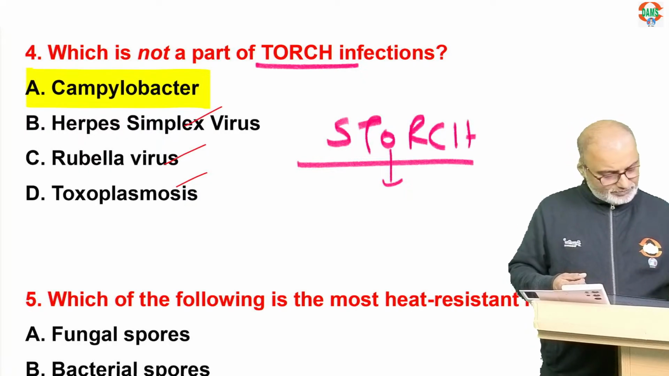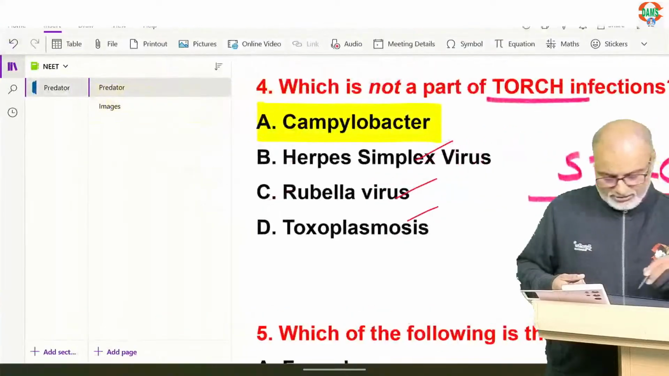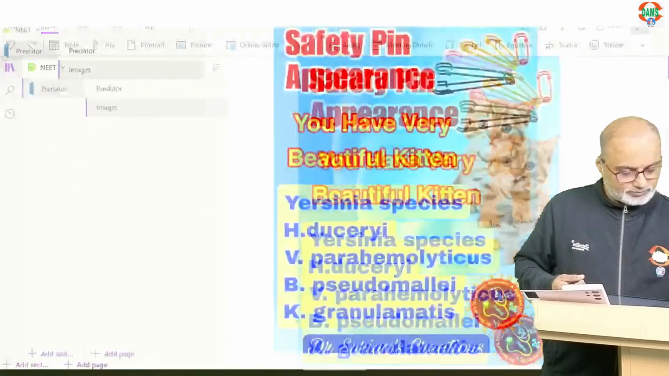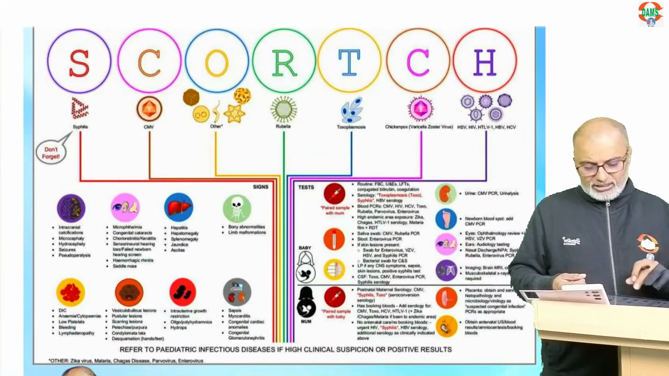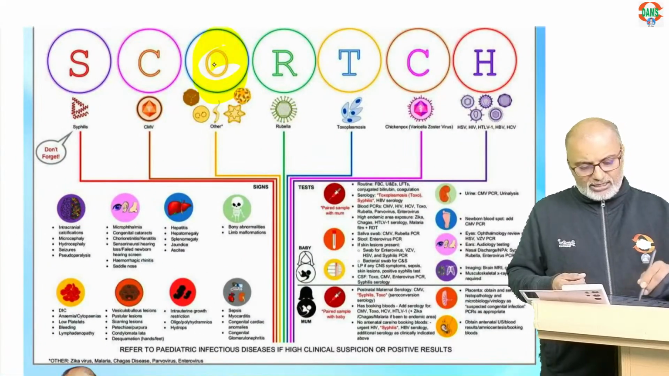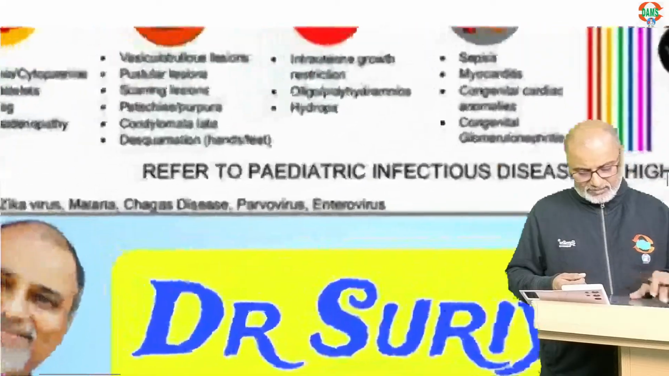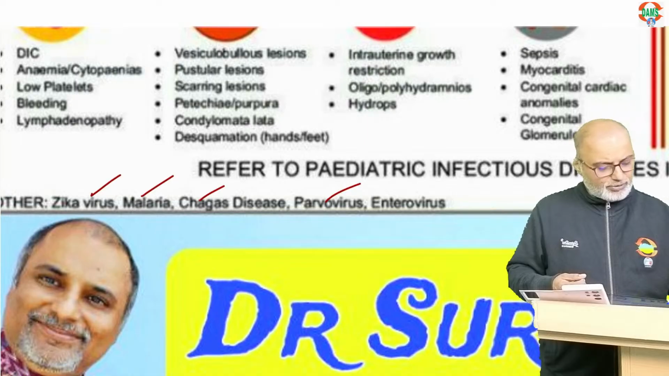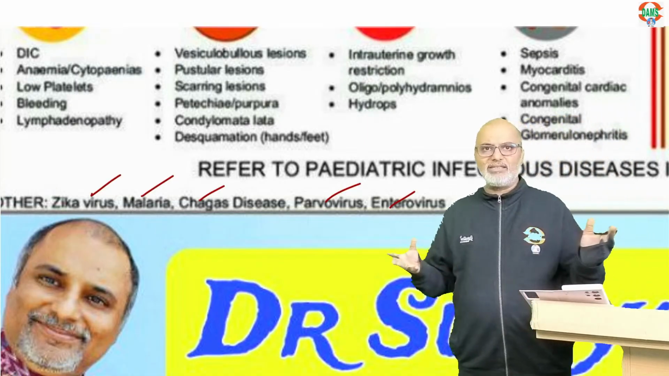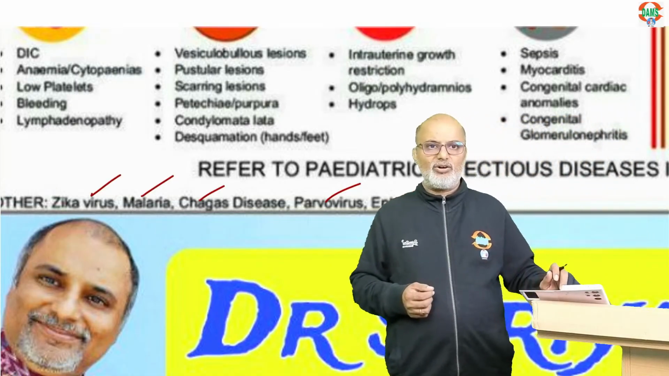See carefully here. See my dears. See the picture. No more TORCH. So now it is called SCORCH. In the SCORCH, you should concentrate on other viruses, which include Zika, malaria, Chagas, parvovirus, enterovirus, anything. All others.